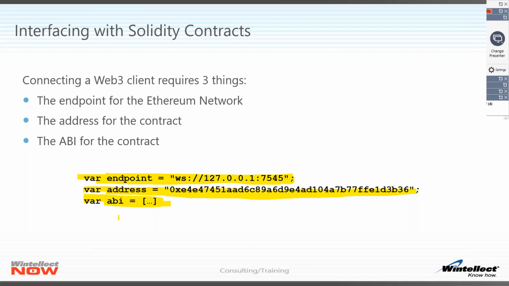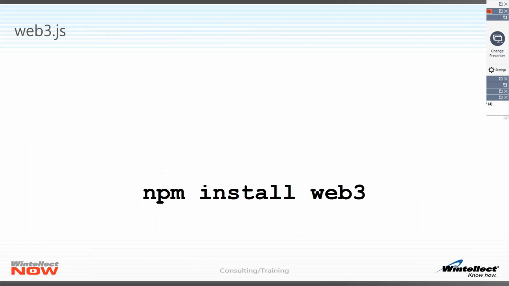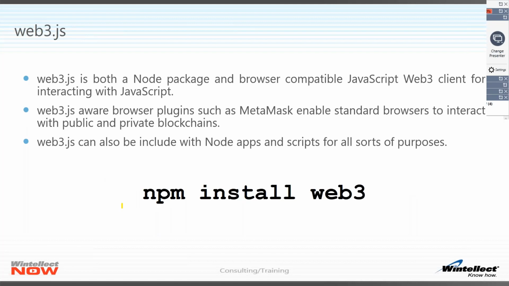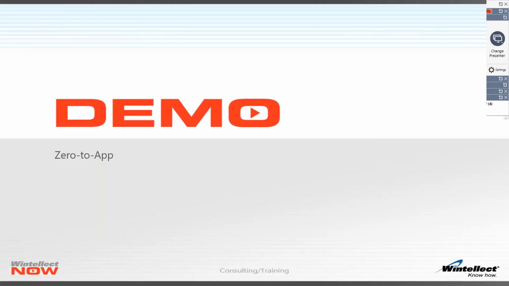But whenever I'm going to write code, I need to actually specify that in my code. So that's what I want to do with my Web3 client. I'm going to use Web3.js, which is available for Node and in-browser development. You can install that with npm install web3. So I'm going to do a little demo here using Node.js as a 0 to app demo.